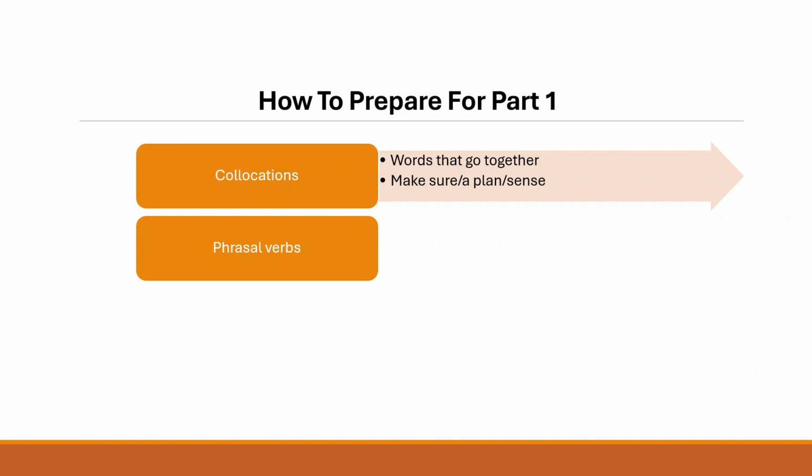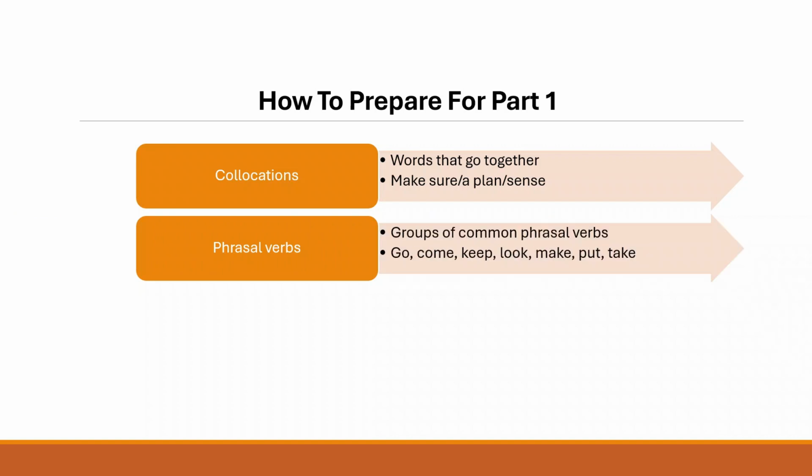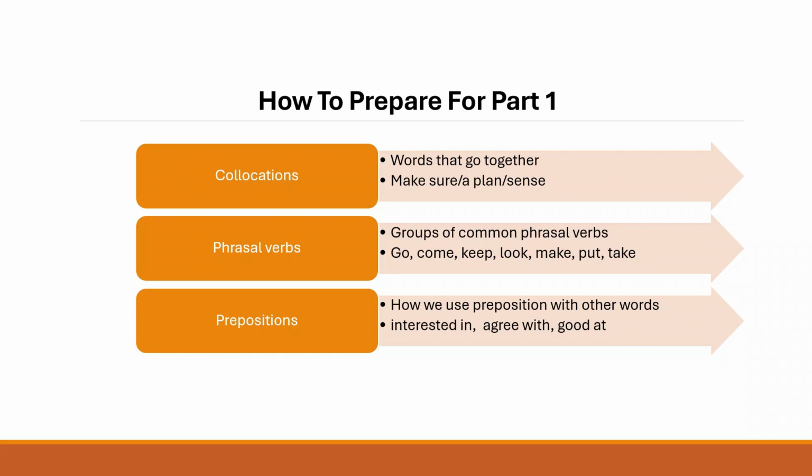You also need to learn phrasal verbs. And these are examples of some of the most common verbs that are used with phrasal verbs. Go, come, keep, look, make, put, and take. You also need to think about prepositions and how we use them with other words. For example, interested in, agree with, good at. It is important to be familiar with a lot of these types of prepositions so you can recognize them in sentences.